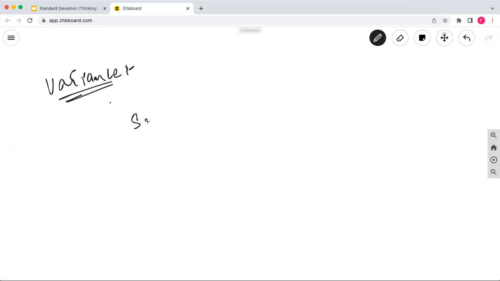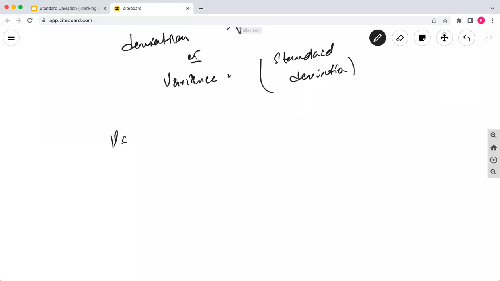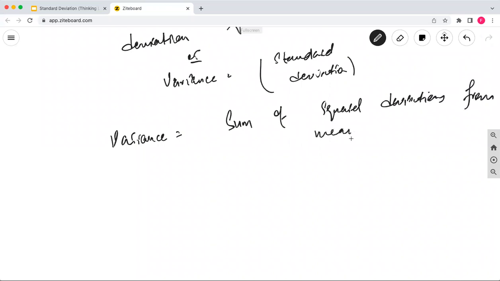Actually, standard deviation is equal to the square root of variance. Or you can say that variance is equal to the square of standard deviation, as the sum of square deviations from mean divided by total values.